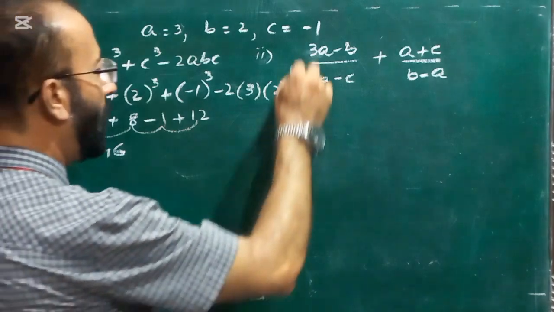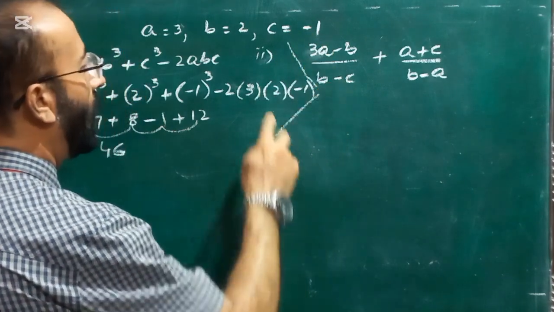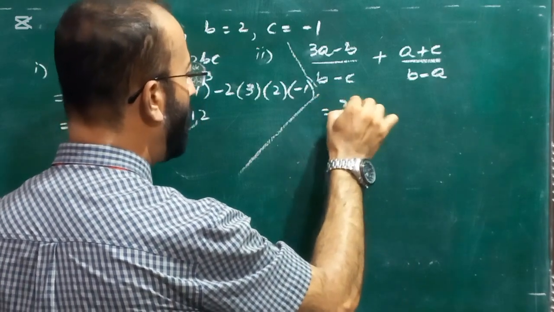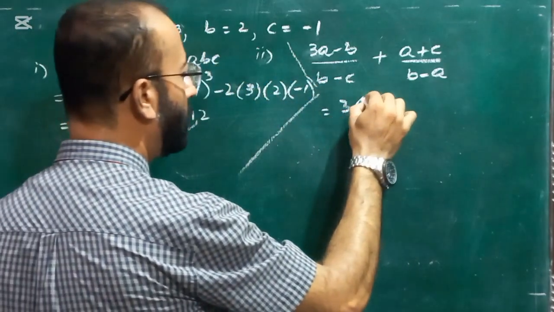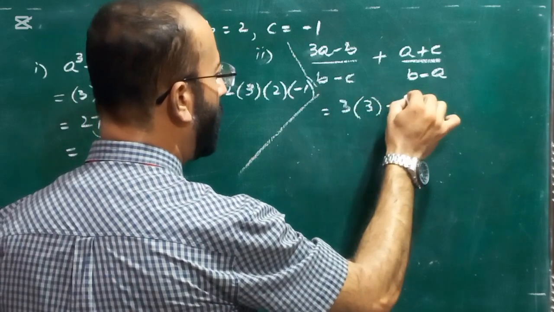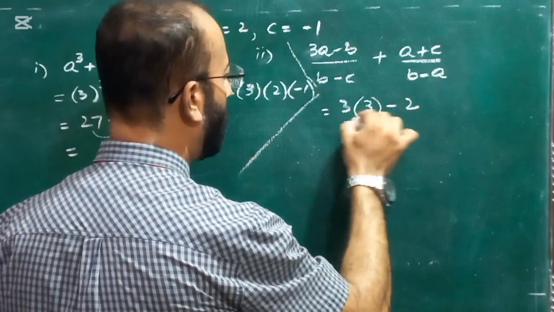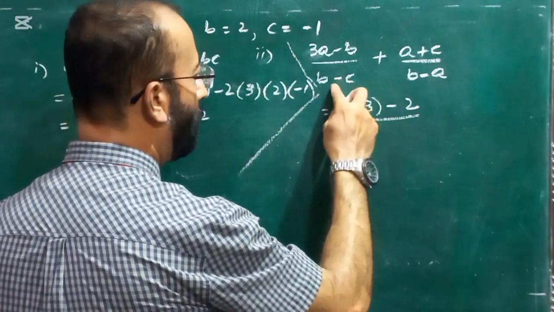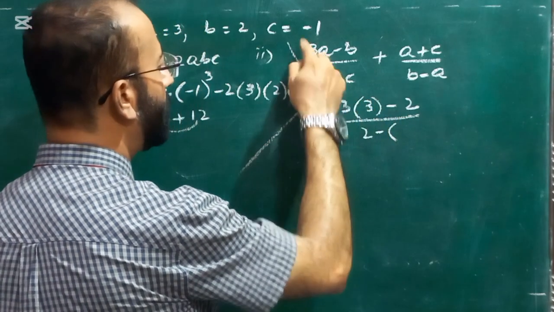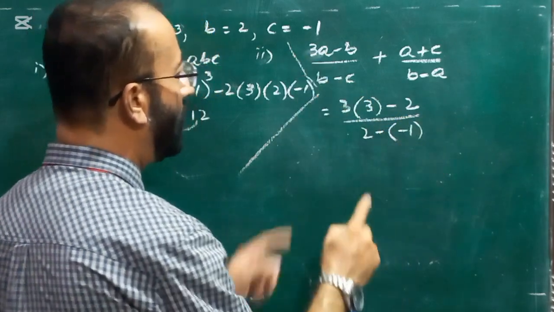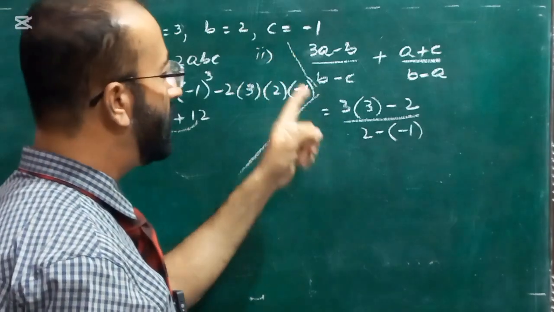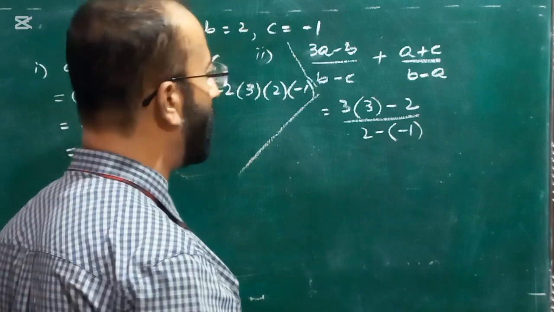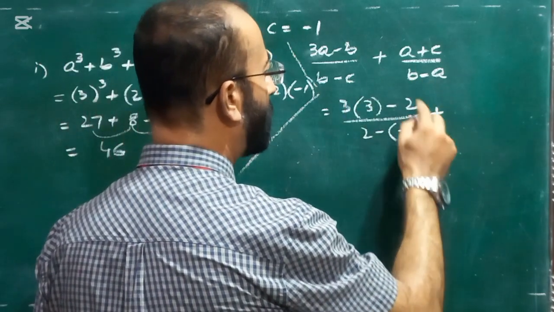Now come to this part. Again the same values are going to be placed in the equation. So 3 into A's value, which is 3, minus B, B's value is 2, over B minus C, B's value is 2 minus C's value, which is minus 1. So be careful, whenever we have a value that is minus, we will place the value into the bracket because this minus minus will become plus. So now onward, plus will be there.